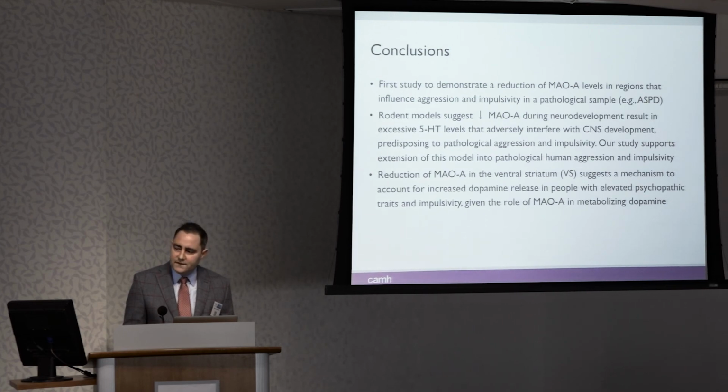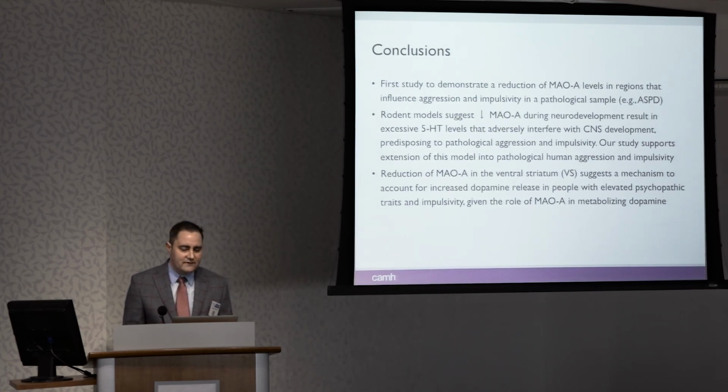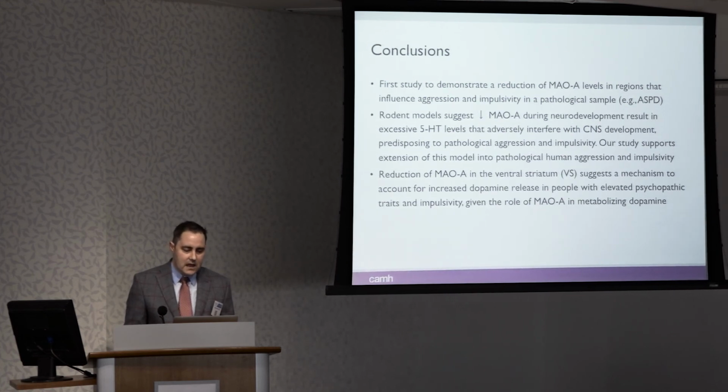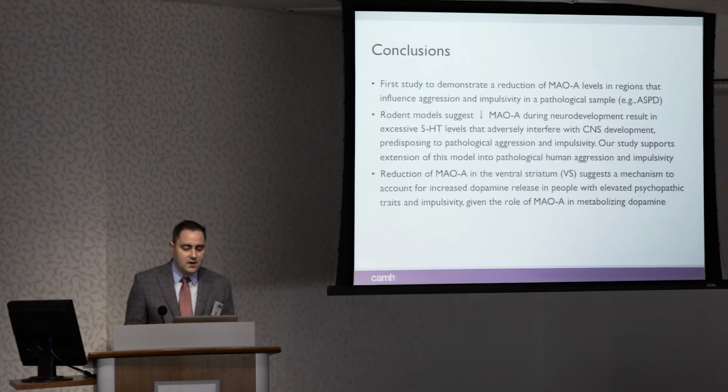So in conclusion, this is the first study to demonstrate a reduction of MAO in regions that influence aggression and impulsivity in a pathological sample. Rodent models suggest that decreased MAOA during neurodevelopment results in excessive serotonin levels that adversely interfere with CNS development and predispose to pathological aggression and impulsivity. So our study supports an extension of this model into pathological human aggression and impulsivity.